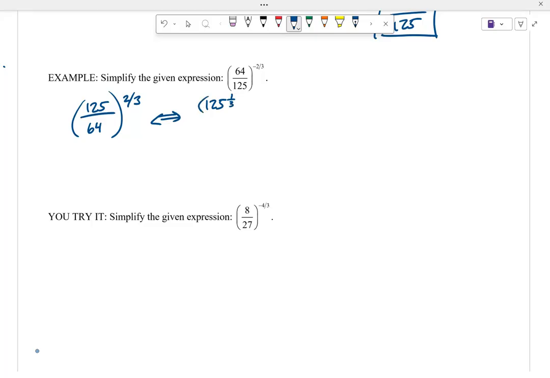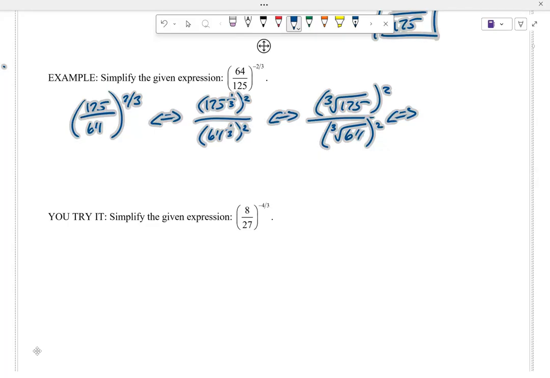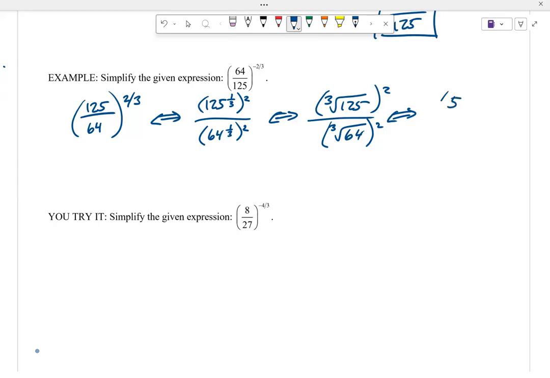And then we're going to apply that. So 125 to the 1/3 squared, 64 to the 1/3 squared. Notice those are both to the 2/3. So we've got the third root of 125 being squared, and the third root of 64 being squared. Well, third root of 125 is 5, 5 times 5 times 5. So we got 5, it's still being squared. Third root of 64 is 4, 4 times 4 times 4 is 64. And so we just end up with 25 over 16 on that.